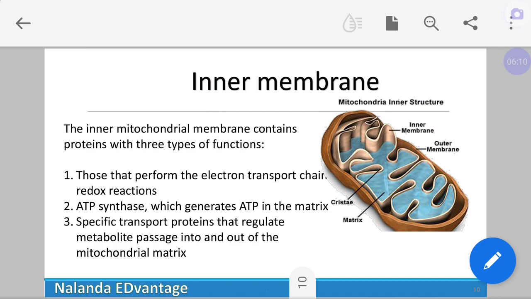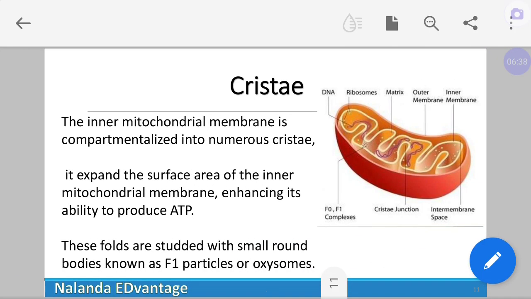The second important function of the inner membrane is the generation of ATP by ATP synthase, and in turn the regulation of ATP in the matrix. The third important function is specific transport proteins that regulate metabolite passage into and out of the mitochondrial matrix. So your inner membrane helps in transport and in the regulation of ATP and redox reactions, as well as a few proteins.